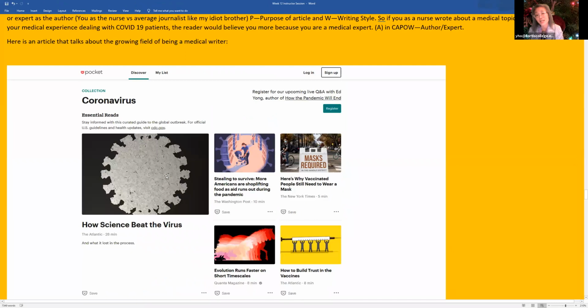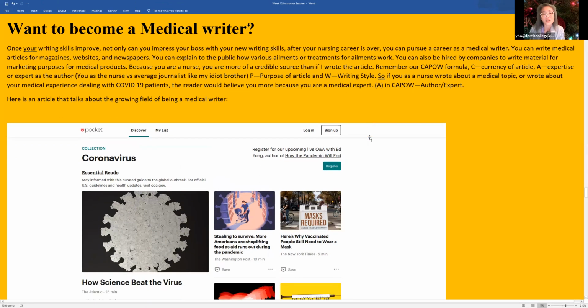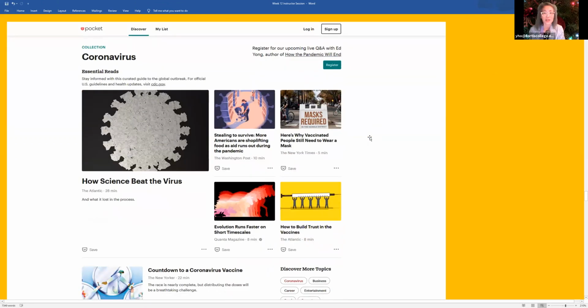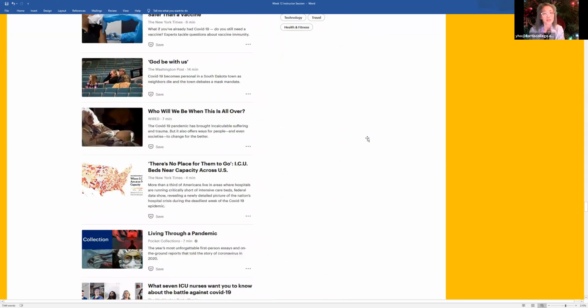Remember Kapow, when I said C is for currency, A is for author. So if you're an author and you say that you have medical training, you're a nurse, you're a doctor or whatever, and then you get to go out and write these articles, you have a lot of credibility, and then people want to hire you. And so these would be the kind of articles you can write.